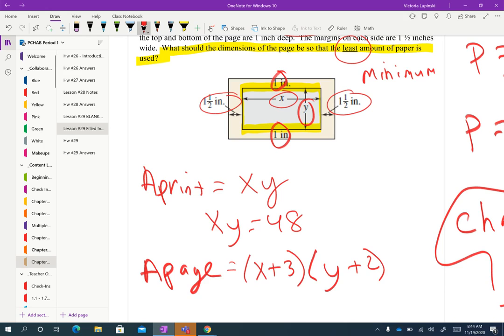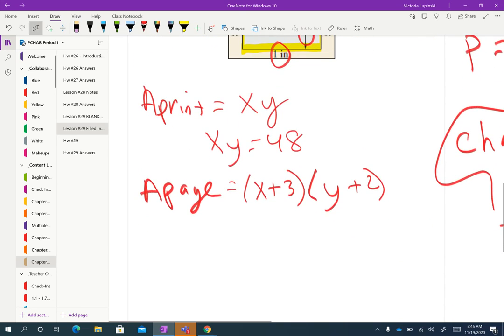Just to be clear, for these types of problems, there's two different formats. In this case, the printed region is the smaller part, and then you're adding to get the full region. The converse of that would be, what if you knew the entire region and you were trying to then talk about the printed region? You would have to subtract. So I think you have to do that in tonight's homework. So just something to keep in mind.